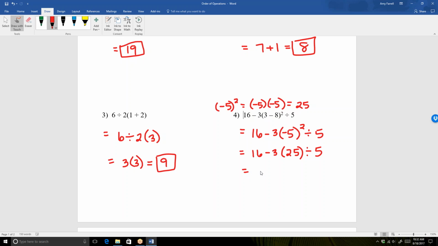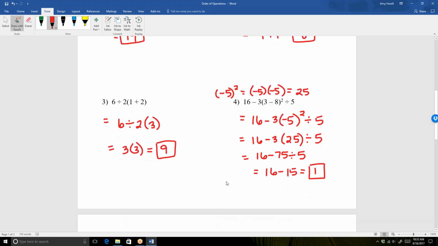Okay, next we perform our multiplication and division from left to right. This means we want to multiply first. So next would be 3 times 25. 3 times 25 is 75. Next operation will be the division. Multiplication and division always come before addition and subtraction. 75 divided by 5 is 15. And then the very last thing I do is subtract 15 from 16. Final answer here is 1.